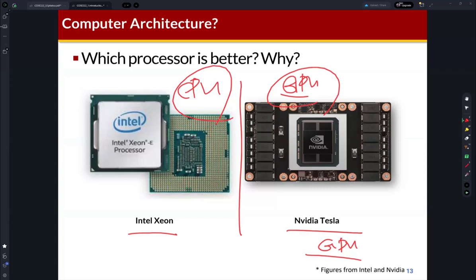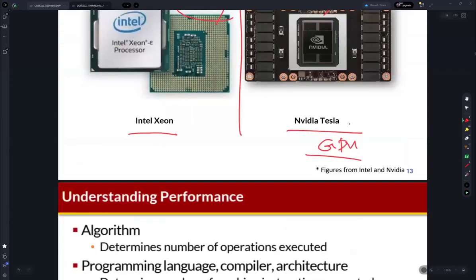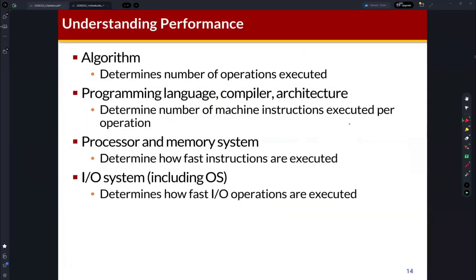So you can understand that the target domains are different between CPUs and GPUs. Okay? So we cannot say which processor is better simply in this question. Okay, so actually, performance is very critical.